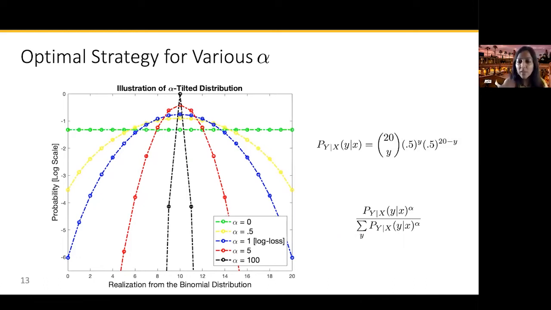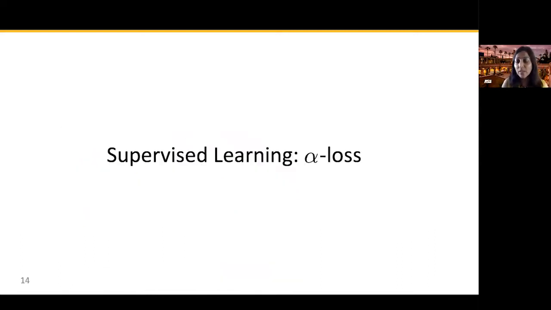So with this kind of theoretical background, now let's ask the question: how do we apply alpha loss in the supervised learning setting and for a specific learning model? I'll pause for a minute if there are any questions.